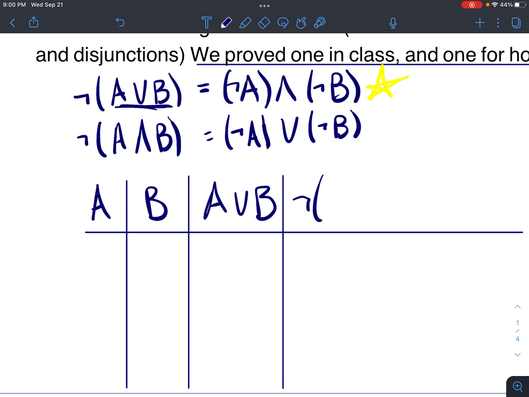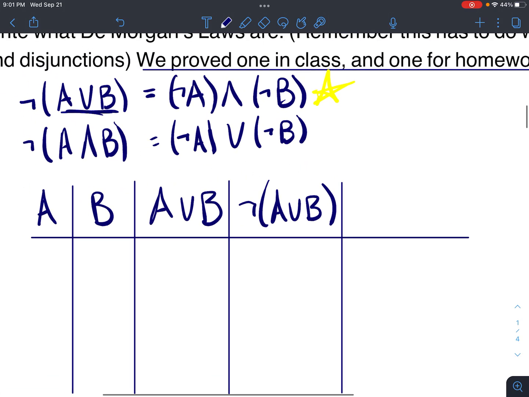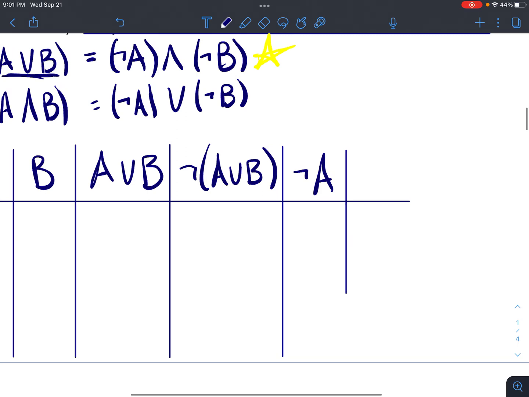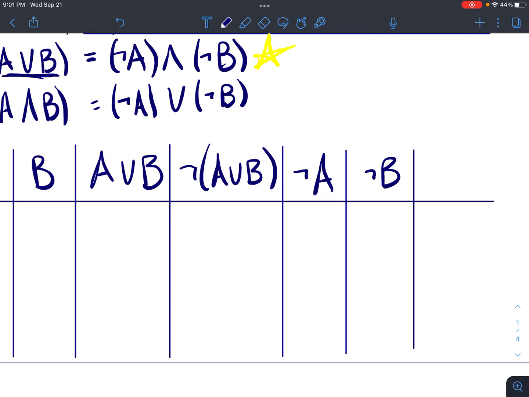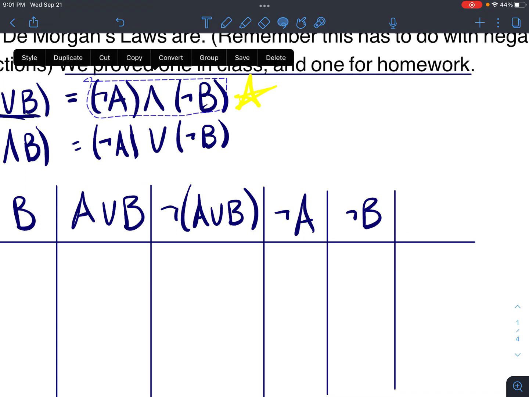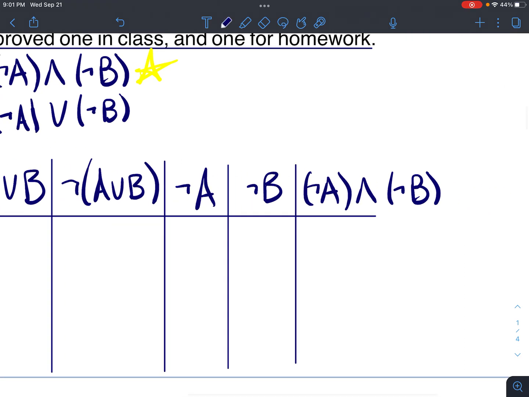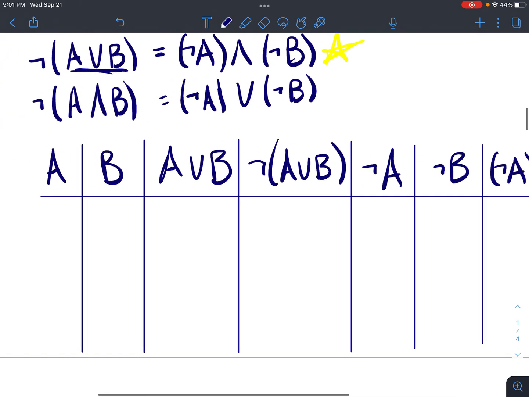Why is that important to know? Because that's going to help us really quickly find what not (A or B) is. Now, the other things that are going to be really useful to know are not A, not B, and then lastly, we're gonna have this, not A and not B.